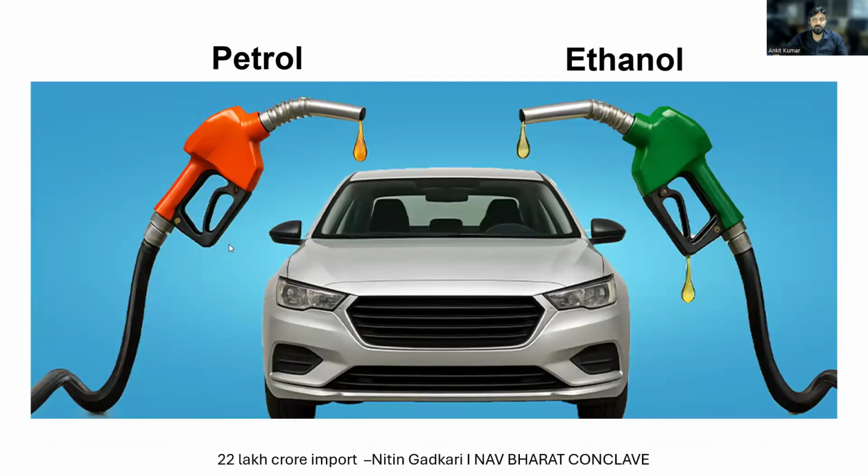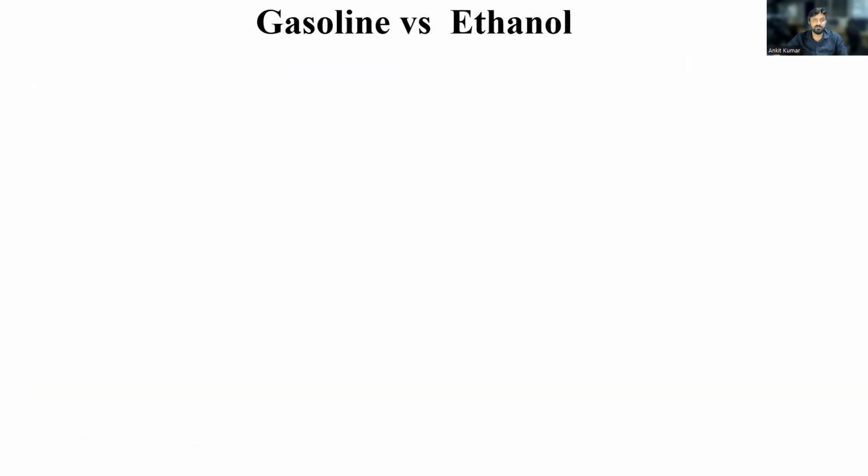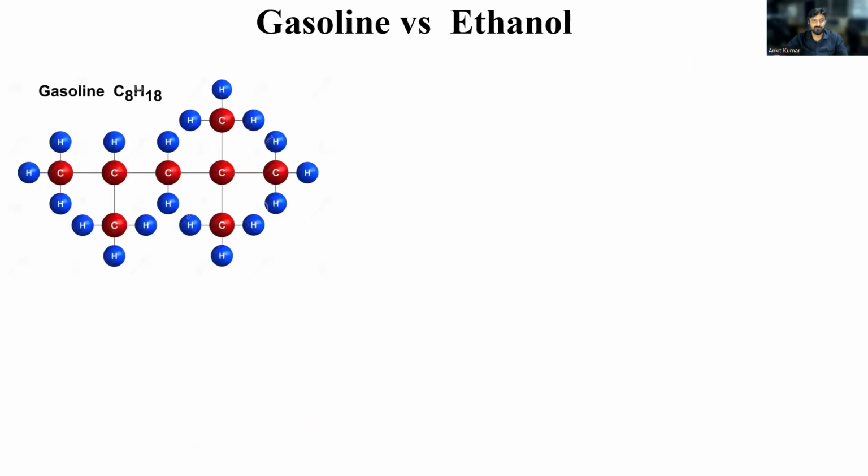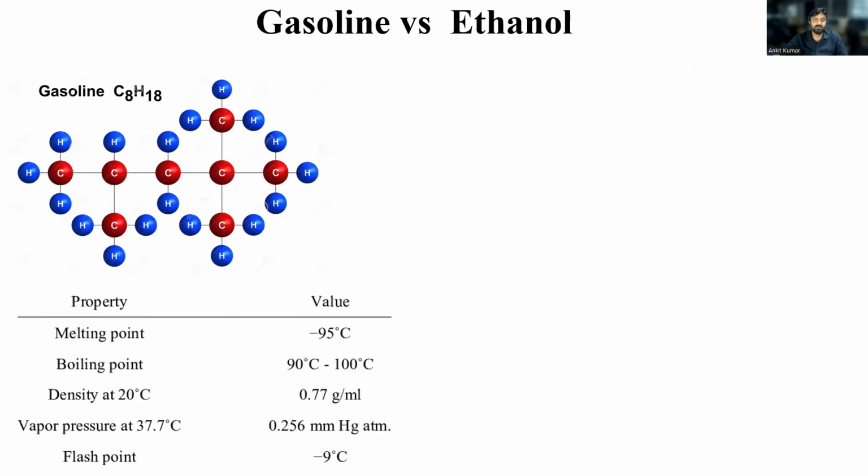And then we have looked at the two options of fuels right now. I'm not talking about diesel, I'll only compare petrol and ethanol. I have already discussed that there are two options of fuels, petrol and ethanol. And then we have also seen the difference between gasoline, which we call petrol, and ethanol, based on some physical and chemical properties.